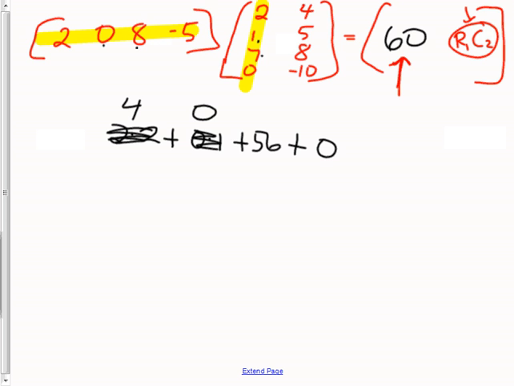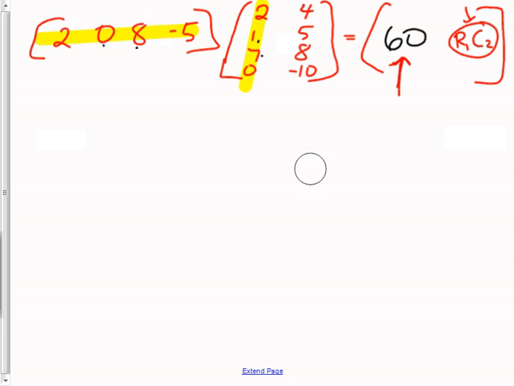I'd like you to figure out the other one. The other one's row 1 with column 2. Then, to see if you've got it right, you think you can say the answer is 40. Check with the kid next to you. See if they get the same number. Write it down. I want you to both have it written down.